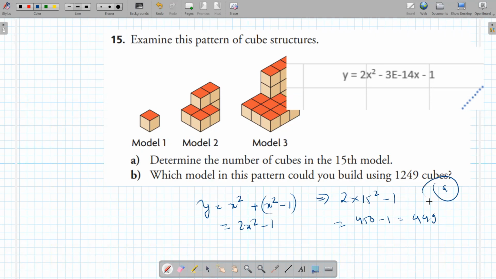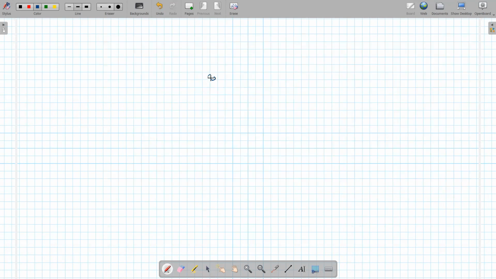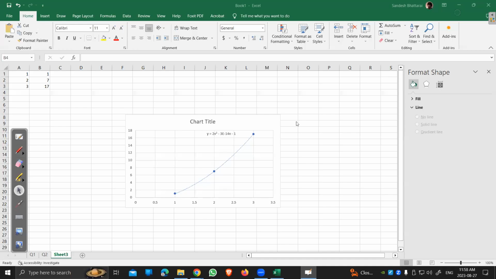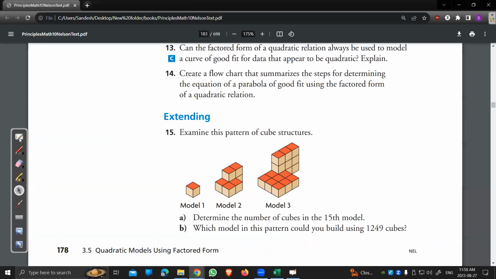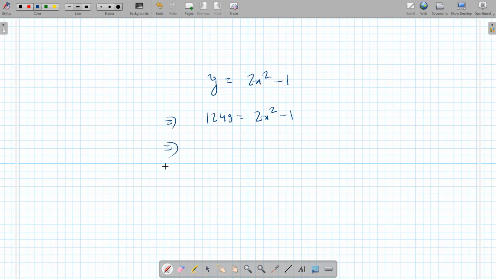Part B, which model in this pattern would you build using 1249 cubes? How do we do part B? Do you plug x as 1249 or y as 1249? You plug y. Okay, help me solve this. 2x squared minus 1, so this was our equation. 1249 equals 2x squared minus 1, right? How do you solve this quadratic equation for x?